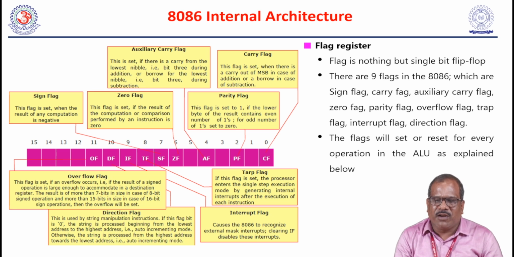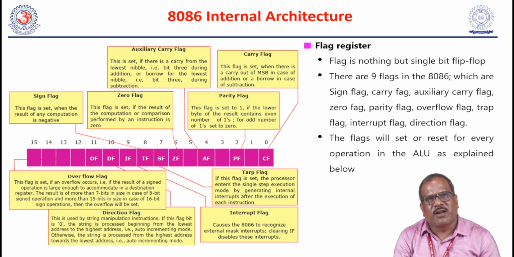The bit pattern for the flag register: position 0 carry flag, position 2 parity flag, position 4 auxiliary carry flag, position 6 zero flag, position 7 sign flag, position 8 trap flag, position 9 interrupt flag, position 10 direction flag, position 11 overflow flag. The remaining positions are vacant. The flag register size is 16-bit but we have only 9 flags, so the remaining bit positions are kept for future purposes.